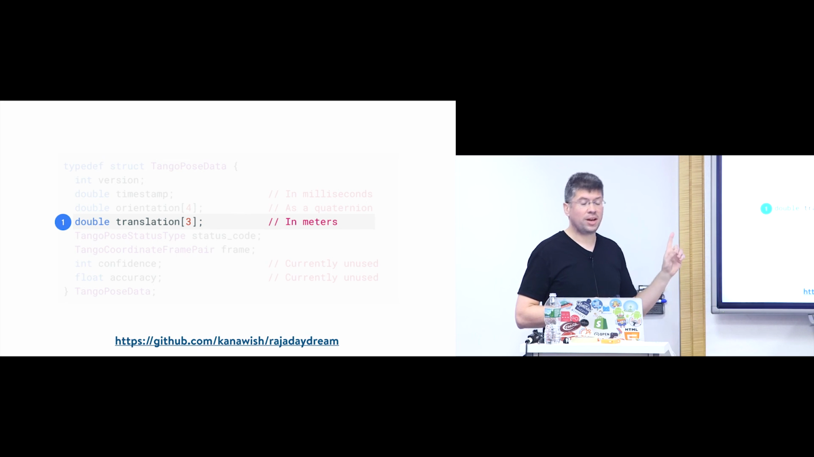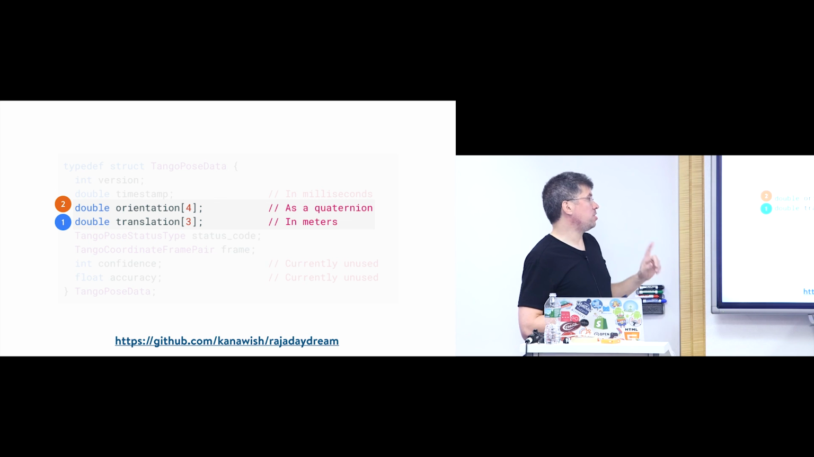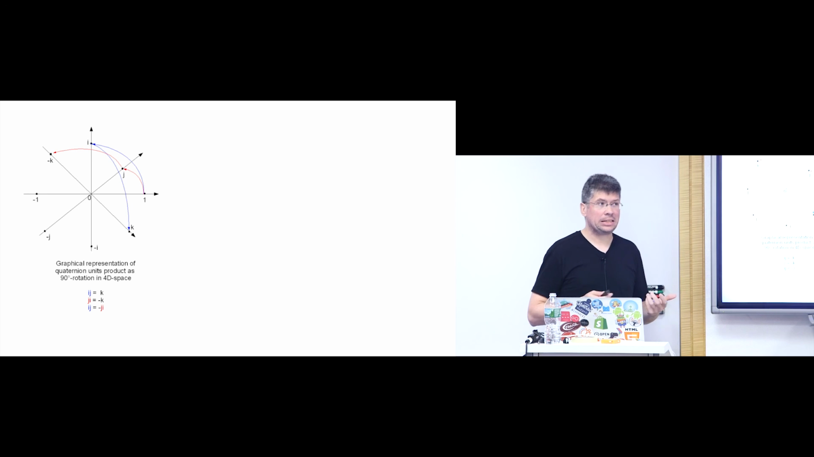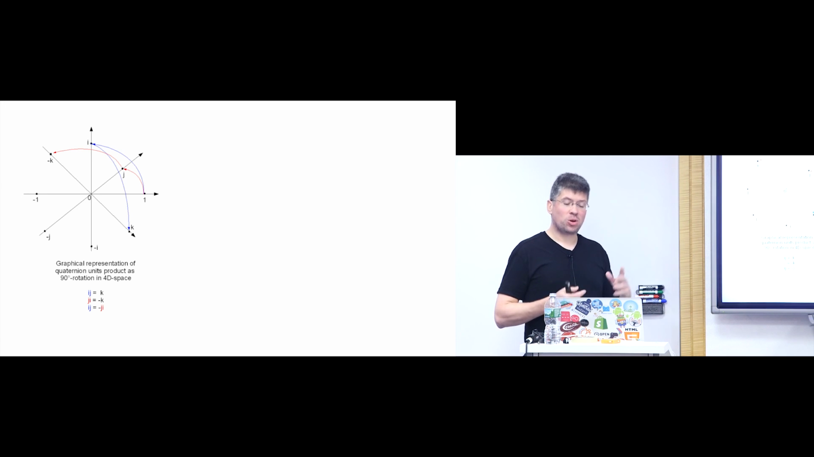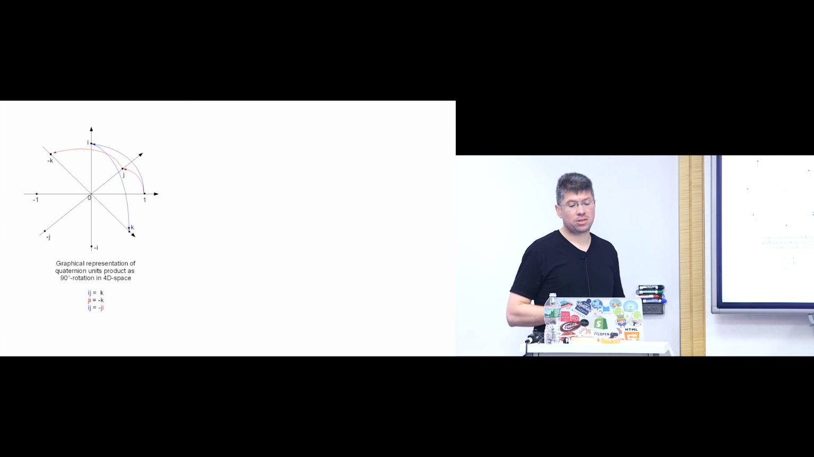The position of the device is going to be found in the translation array. You get a Java equivalent of that. It's a 3D vector, and it's in meters, so you're going to have to make a bit of a conversion. And second, you have the orientation. That one's a quaternion. So what exactly is a quaternion? It's the quotient of 2 vectors. They fit in an array of 4 doubles.